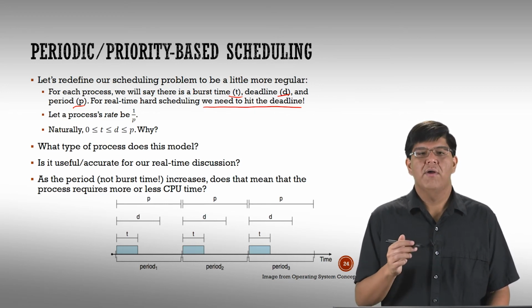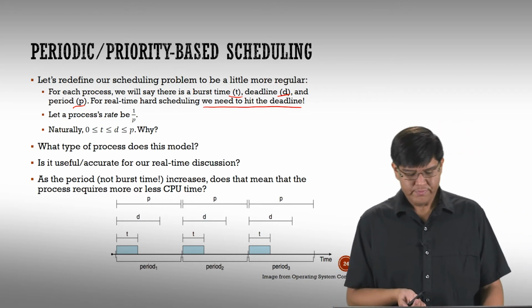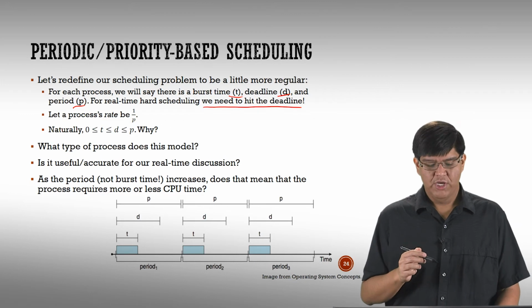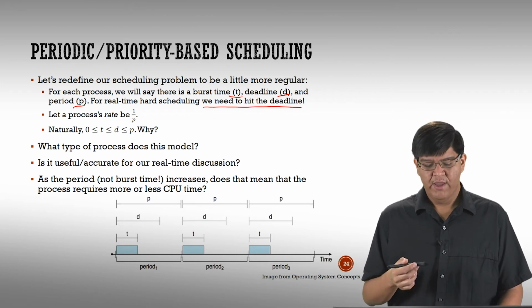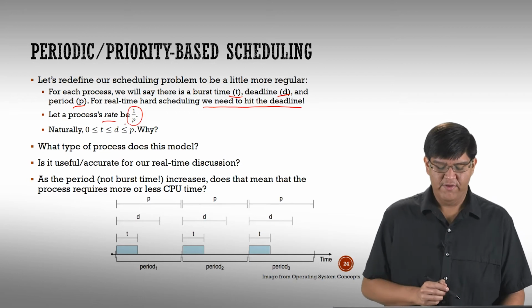Things I do over time, and I want to get my answer back on a regular basis. So this is a pretty decent model for that. Some other terminology here: we'll say that a process's rate is 1 over P, so the inverse of its period. So this is its rate over here.